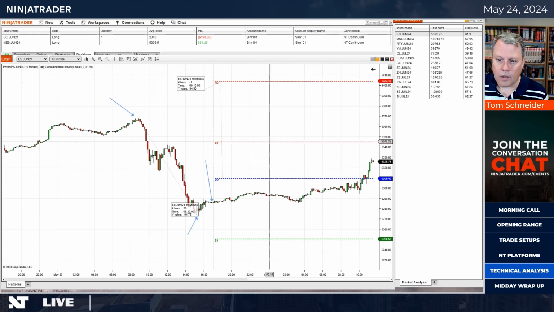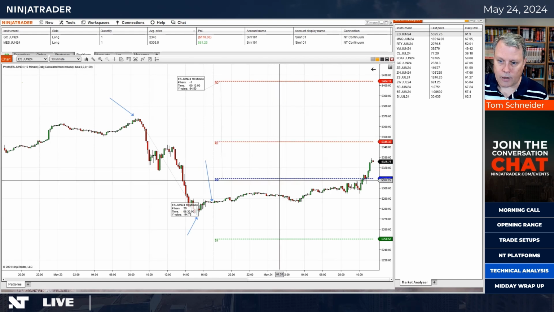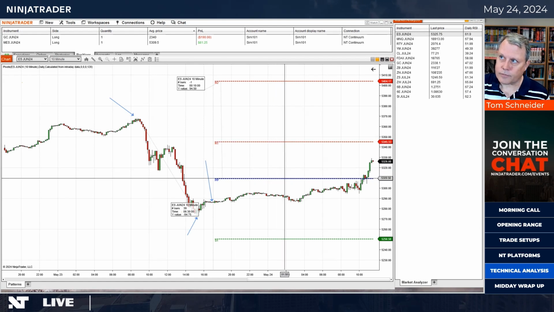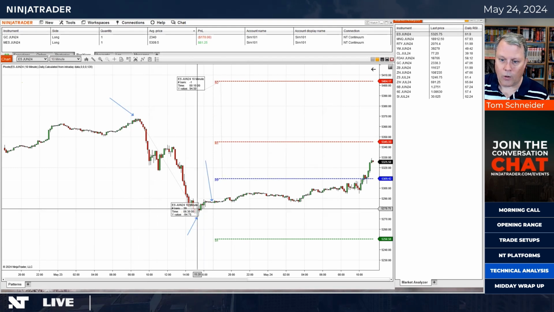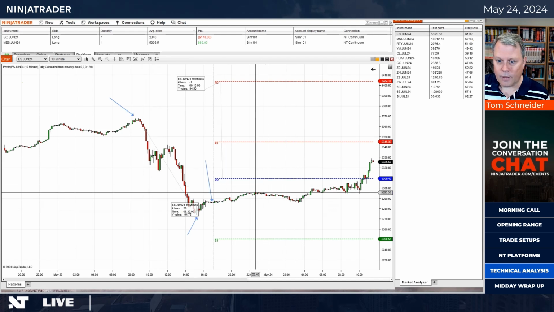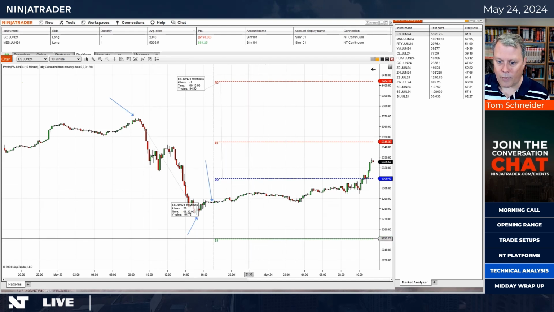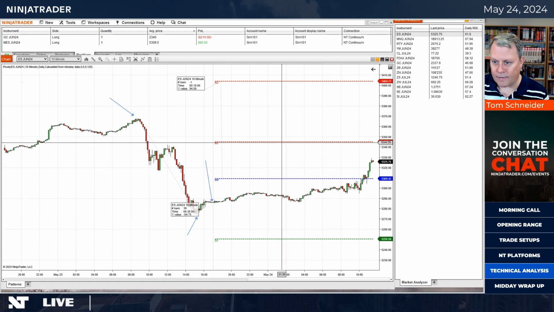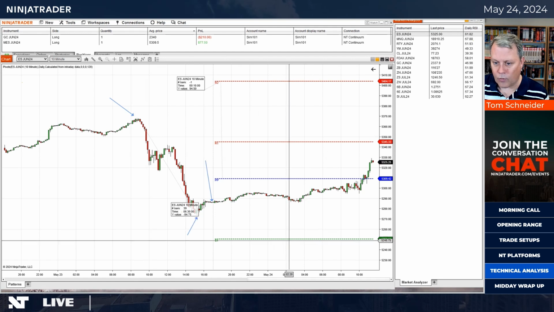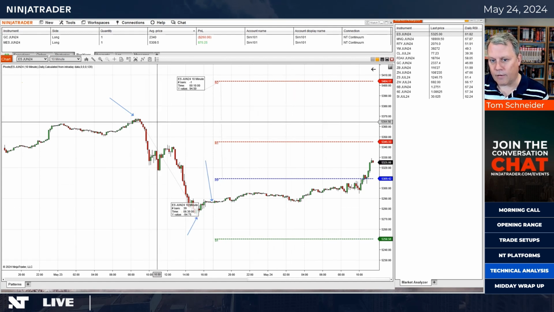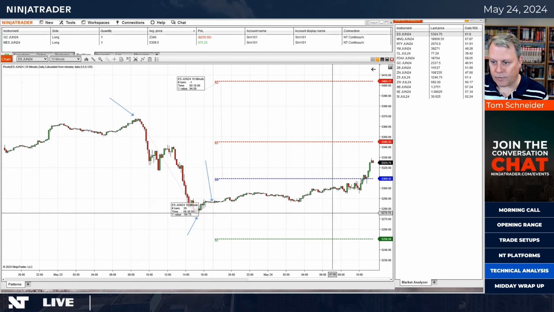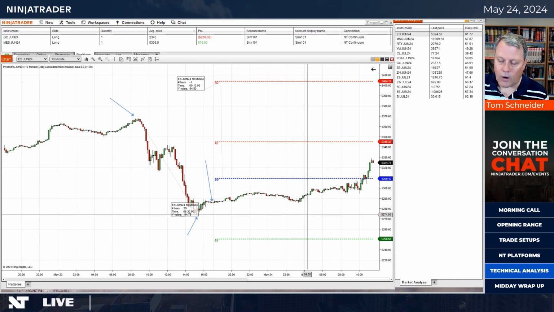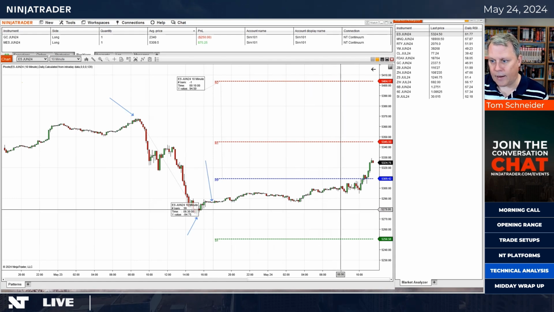Now, the R1 is a calculation. Let's see, how is it? I'd have to look it up. It's something like 2 times the high minus the low from the previous day, and then S1 is 2 times the low minus the high. It's some calculation like that. When you net it out, you find that the distance R1 to S1 is one length of yesterday's high to low trading range. So we've got the calculations out of the way.